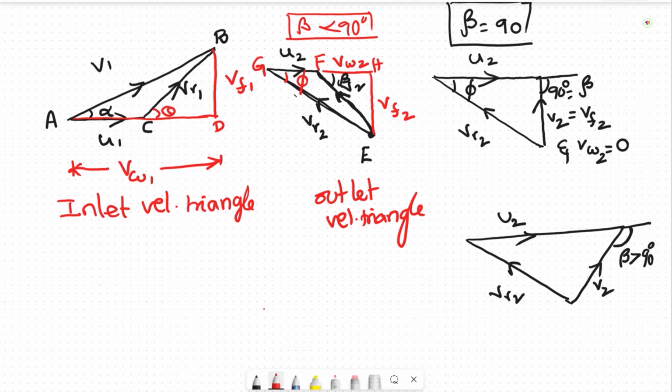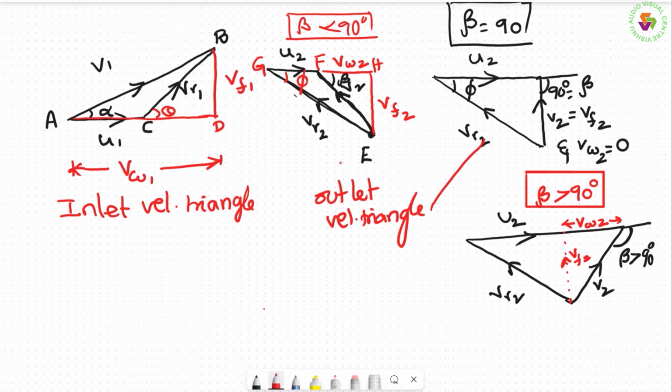Now you want the horizontal component and the vertical component. So this is the vertical component VF2, and this is the horizontal component, if you see. In this case, VW2 will be negative. That is the only thing you should say: this is beta greater than 90. So these three velocity triangles are outlet velocity triangles, and there is one inlet velocity triangle.